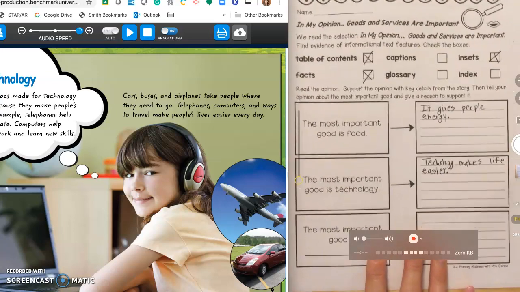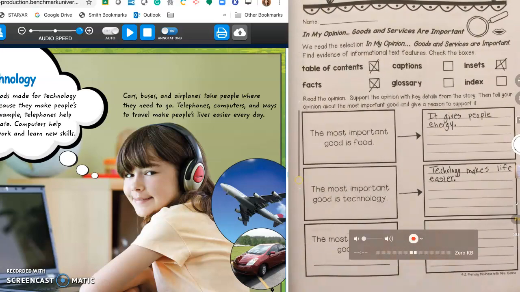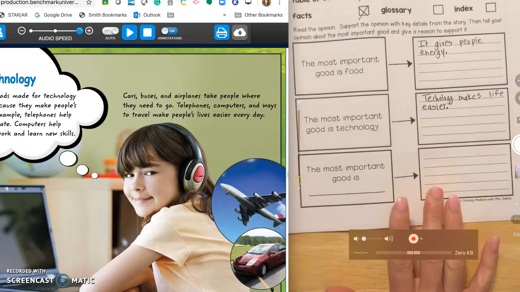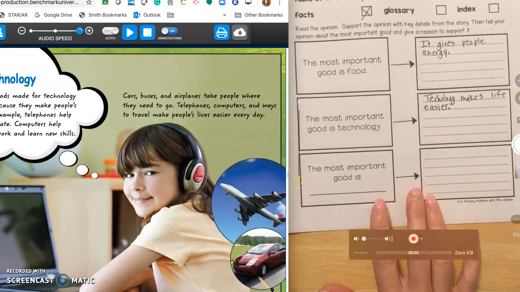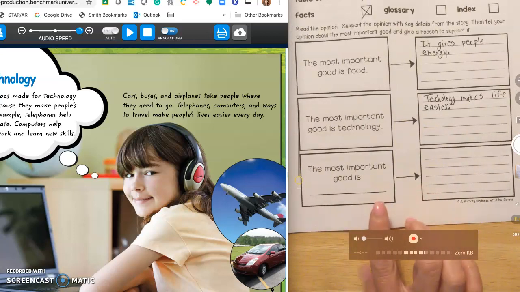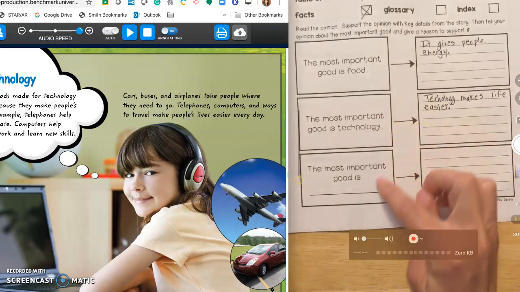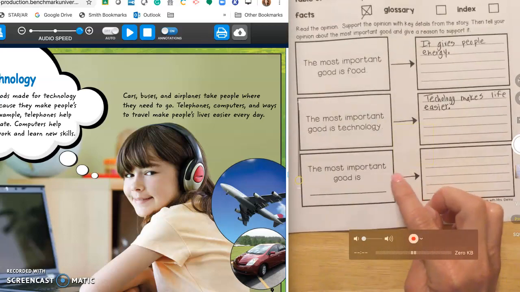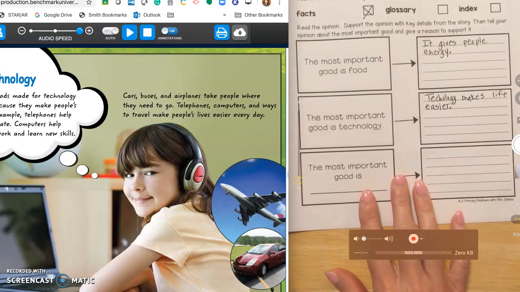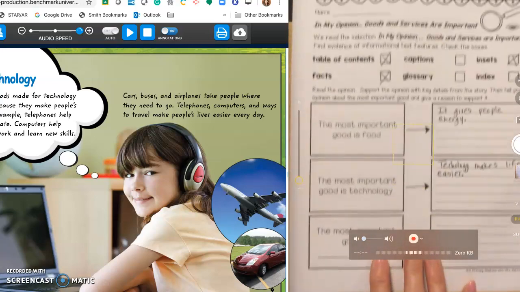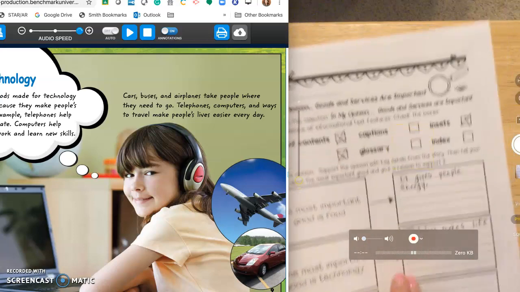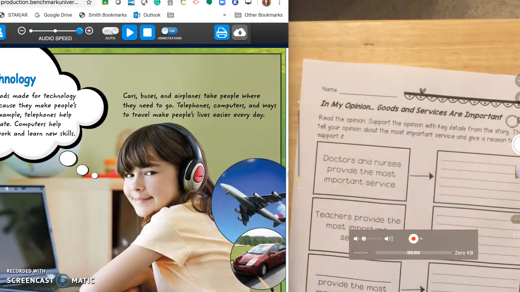Okay, and then the last thing that it's asking you down here is for your opinion on what you think the most important good is. Now you can choose either food or technology from the text, or you can write your own idea here, okay? So I'm not going to do that because I want you to do that all on your own. Okay, and then we have a second page here, and this is all about services.